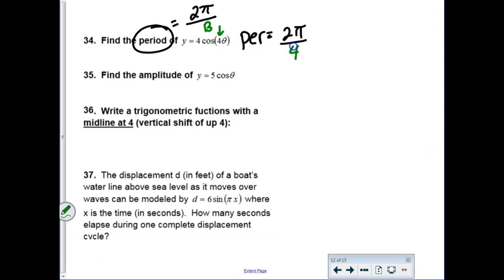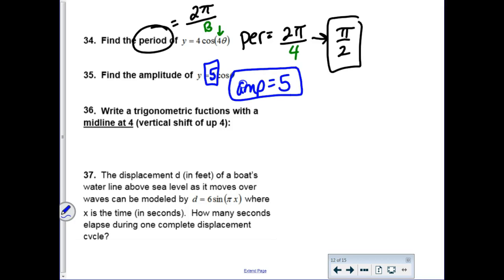Well, that's not going to be a choice, guys. I control the way the choices look, and trust me, I wouldn't leave it as 2 pi over 4. What would I call it? Pi over 2. Very good. The next question is another vocab question based on the formula. The amplitude is the absolute value of the number in front. So the amplitude is 5. Very good.